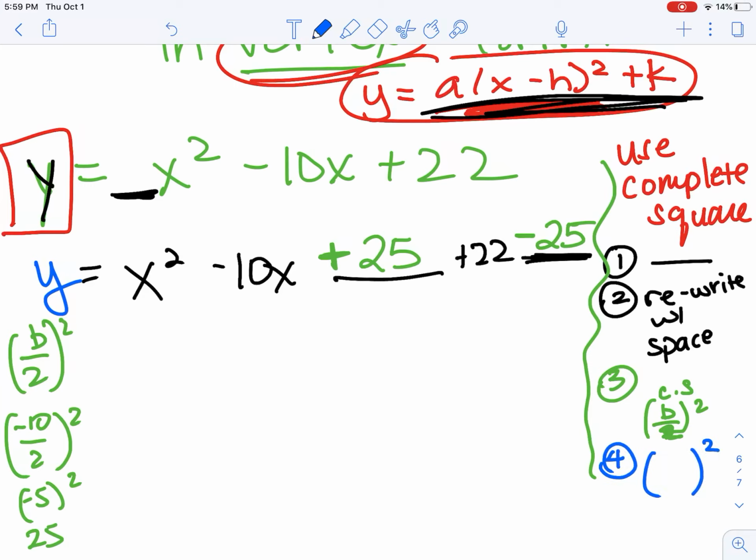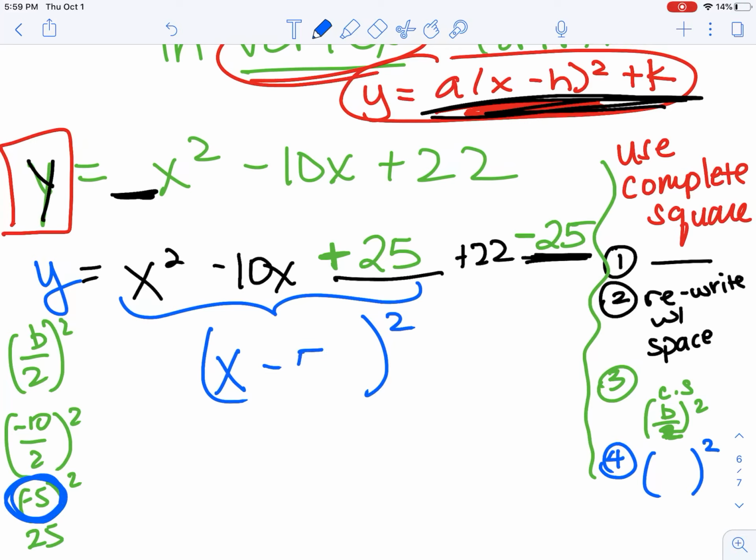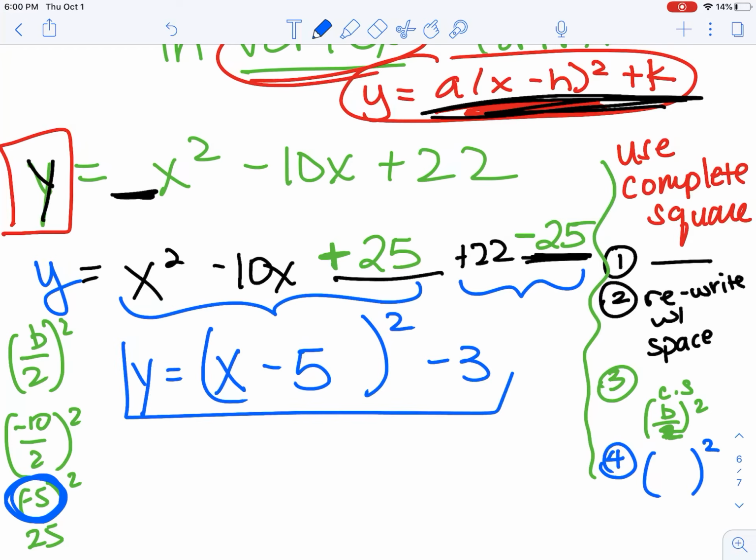So step 4, we're going to make our perfect square. So our first 3 terms are going to be a perfect square, just like before. x squared is x squared, and we know whatever we squared is going to go right here. We squared that minus 5. We simplify what's left, which in this case happens to be on the same side of the equal sign now. So this is a minus 3, and now we're done. And that's our vertex form. All right, I'll see you in class.